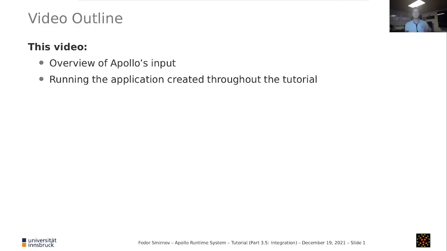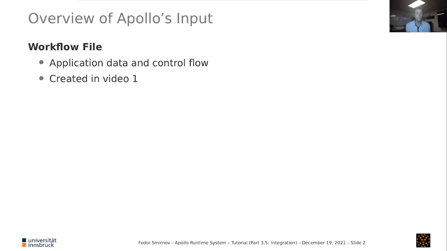We are going to just see again and review the different parts of the input that Apollo needs to execute an application, and then we will run this Caesar Cipher application that we created in the video so far. Now, about the input. Just to review, we basically have three files which we require to run an application. One is the workflow file, and what the workflow specifies is how your application looks like, what functions you have in there and how they are connected. So they are data and control flow. And this is what we created in video 1 using the editor.